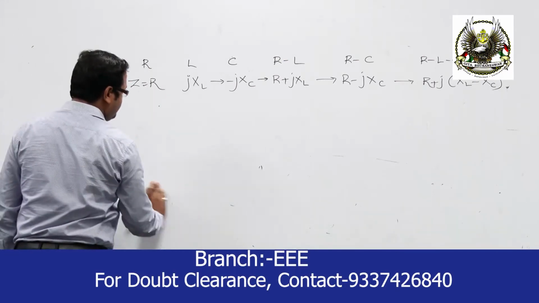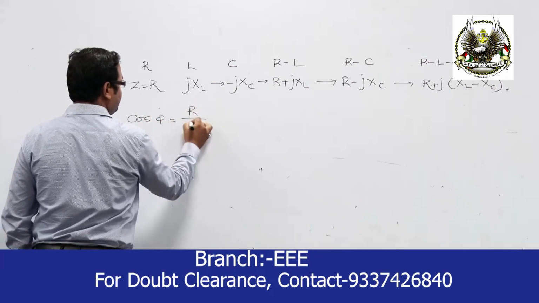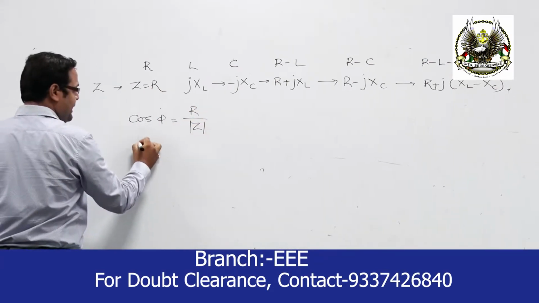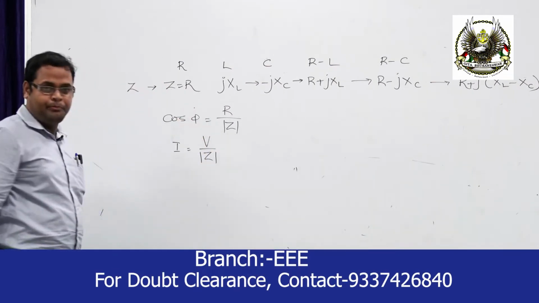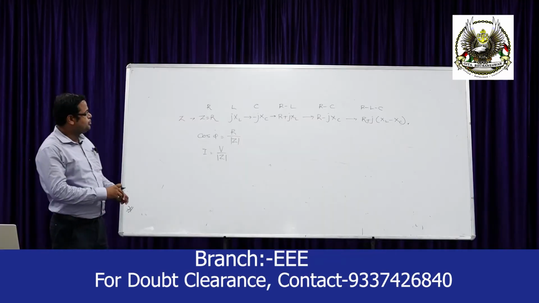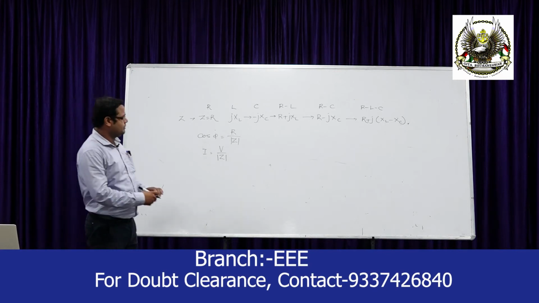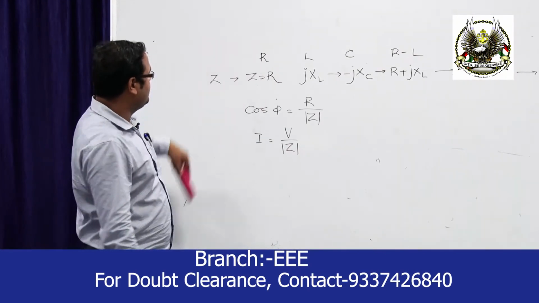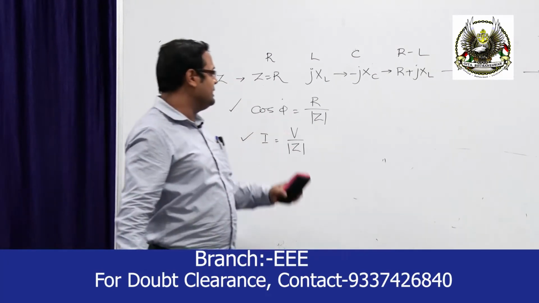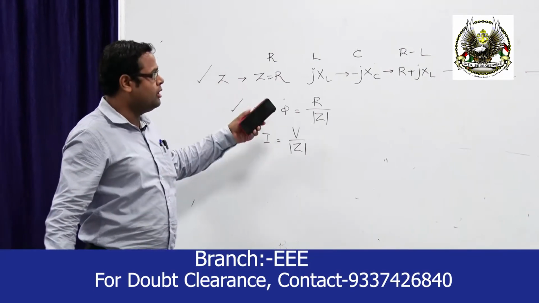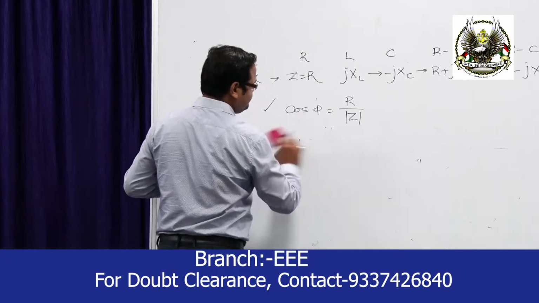For all the types of networks, your cos phi value, the formula remains the same, R by mod Z. Magnitude of the current I is equal to V by mod Z. So, another type of problems are coming from the single phase AC regarding the complex power. So, this is the summary for the impedance, power factor and current. How to find the current, power factor and impedance of this type of circuits. Next is your complex power.